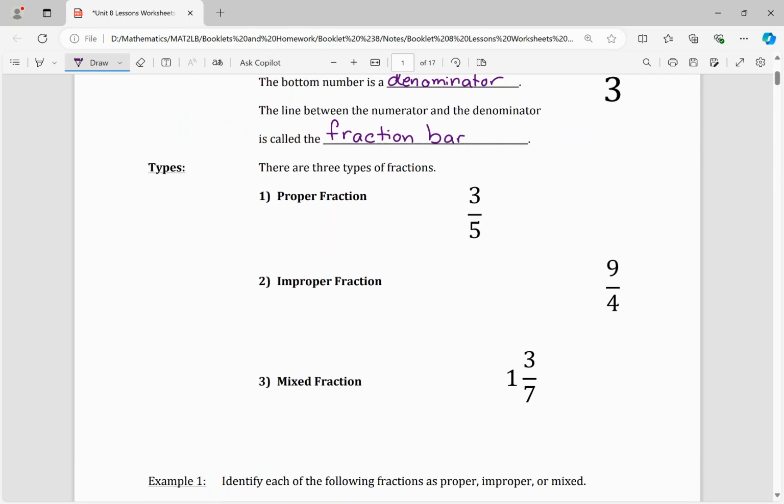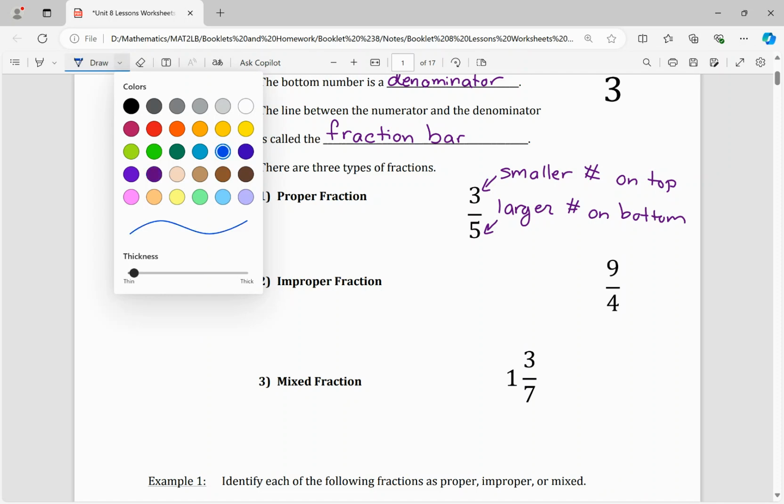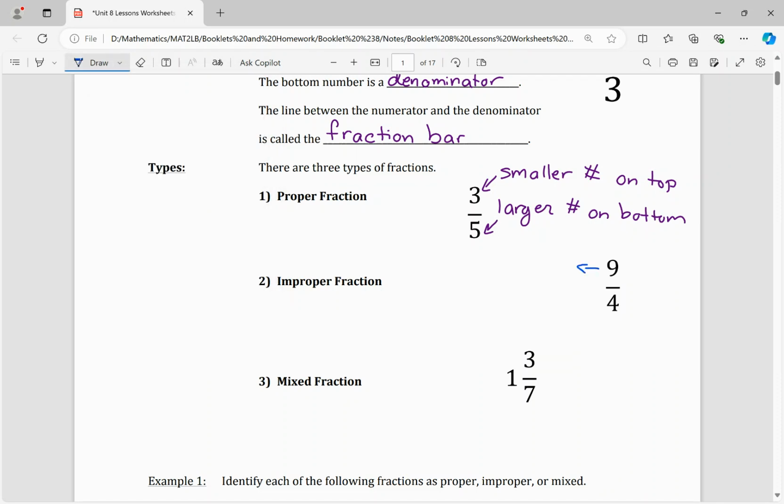Now, there are 3 different types of fractions. The fraction that we see the most is a proper fraction. That is one where the smaller number is on the top and the larger number is on the bottom. Right? Now, that is the opposite of an improper fraction where the smaller number is on the bottom and the larger number is on top.